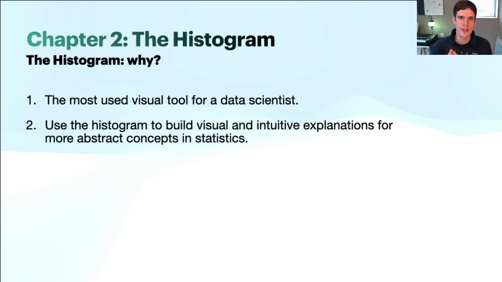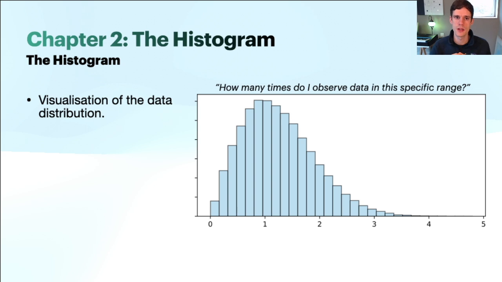Now that we understand the importance of the histogram, let's look at what it actually represents. In a nutshell, the histogram is a visualization of your data distribution. And the distribution of your data, in turn, answers the question, how many times do I observe data in this specific range? Now this might sound abstract, but be sure that it will be much more clear once we start building our own histograms.